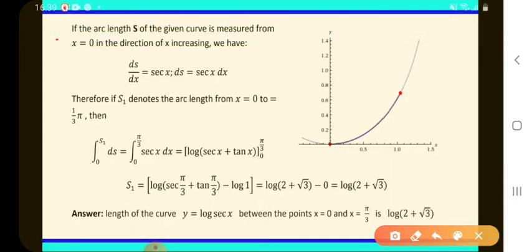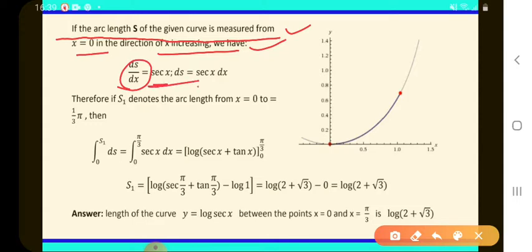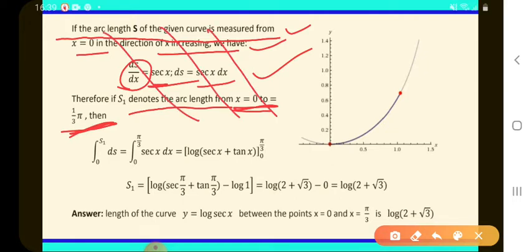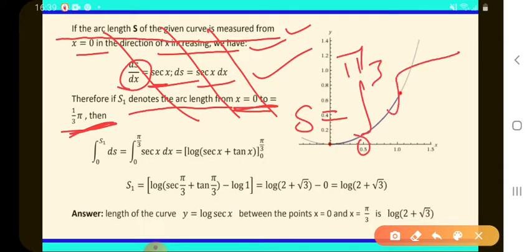See here. If the arc length s of the given curve is measured from 0 increasing, we have ds by dx equals secant x. Therefore, s denotes the length from x equals 0 to x equals pi by 3. There is no need to write all these, okay? Just simply write s equals integral 0 to pi by 3 root of 1 plus dy by dx whole square. What is the value of 1 plus dy by dx whole square? Secant square x dx. Now cancel root and square. So we have integral 0 to pi by 3 secant x.